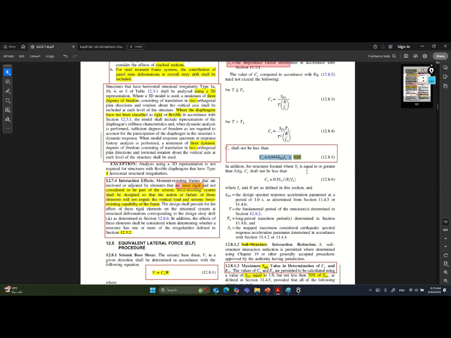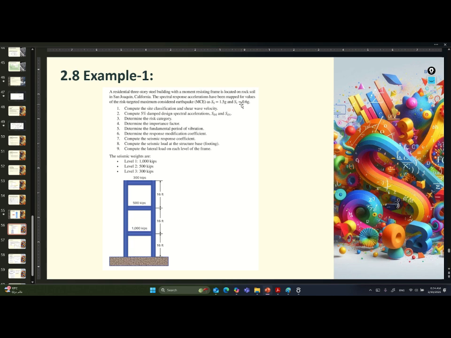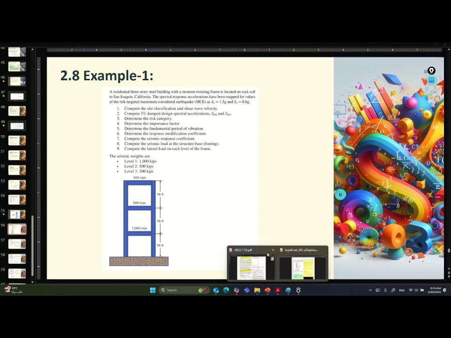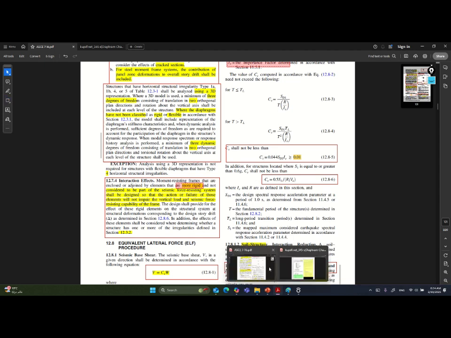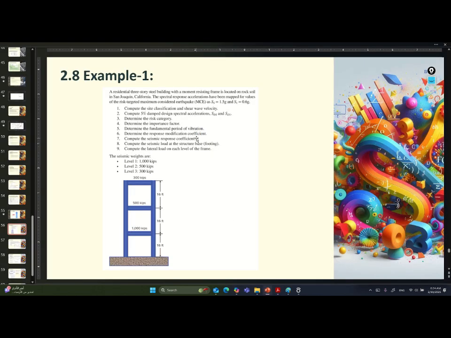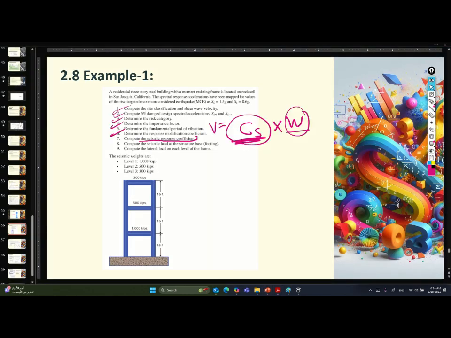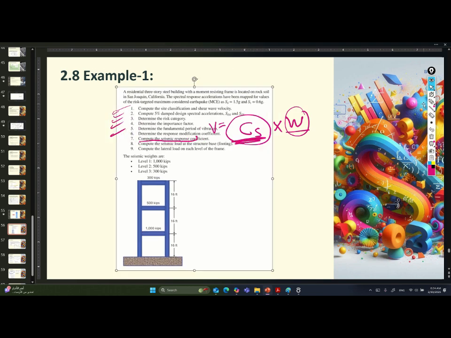And he tells you something also important. In addition, for structures located where S1 is equal to or greater than 0.6, Cs shall not be less than this one. In our case, it is a regular case, where S1 is not equal to or greater than 0.6. So this one you will have to satisfy, and also this one. So it is a very important question how to calculate the response modification factor. As I told you before, don't forget the limits. The oldest trick in the exam is regarding the limits.